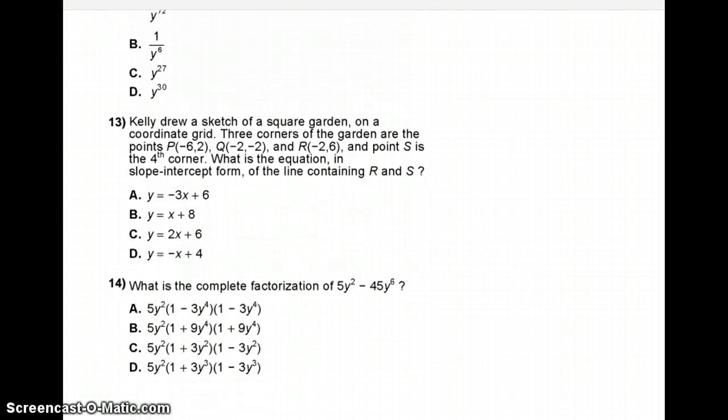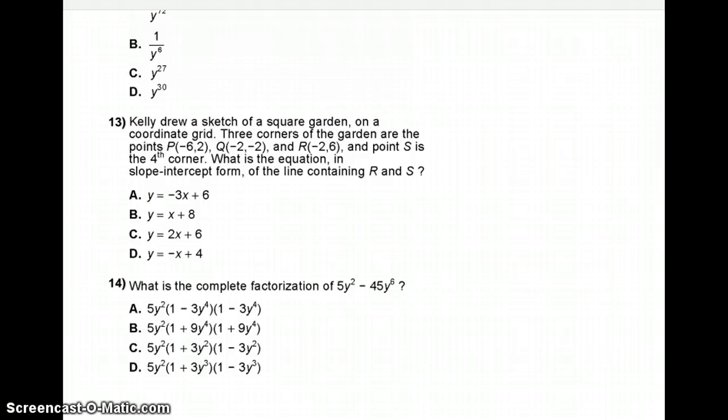Number 13, Kelly drew a sketch of a square garden on the coordinate grid. 3 corners of the garden are the points P, which is (-6, 2), Q, which is (-2, -2), and R, which is (-2, 6). And point S is the 4th corner. What is the equation in slope-intercept form of the line containing R and S?